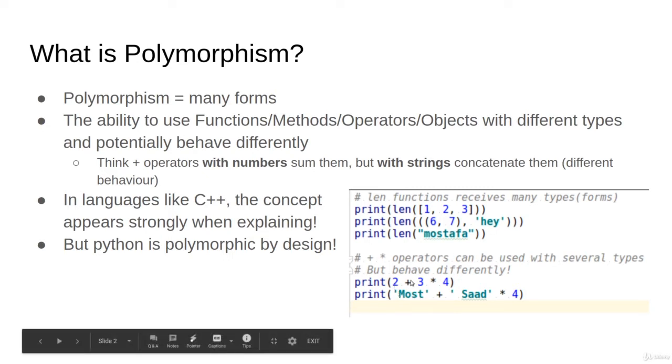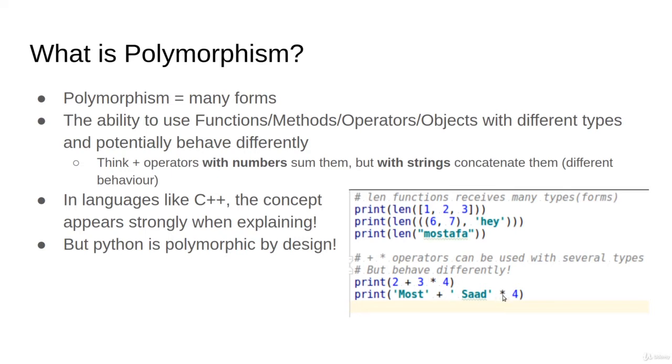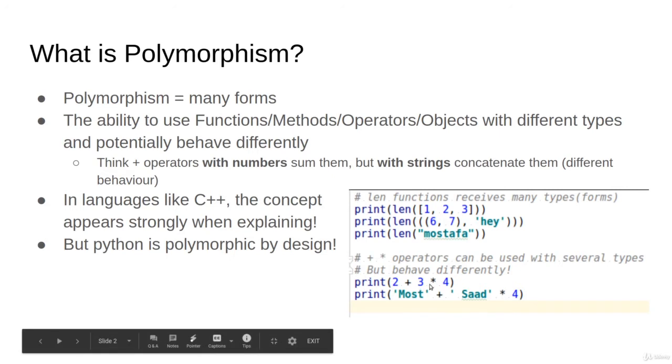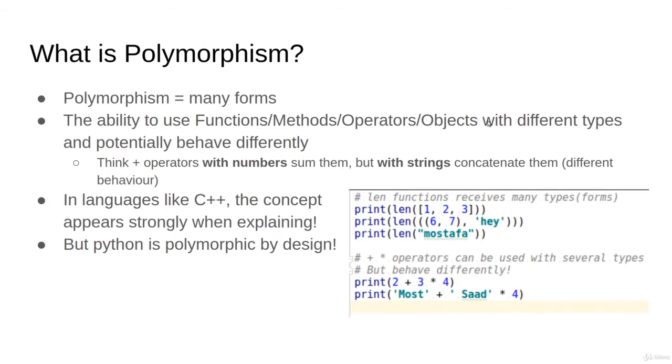When you see 2 plus 3 times 4, we know from math that this is going to do the normal math operations. But when we see something like "most" plus "sad" times 4, we observe that we are applying a plus and multiplication over strings. Now this is so weird. So the same operators are now doing other functionalities. This is what we mean by polymorphism. It is the ability to use functions, methods, operators, and objects with different types, potentially behaving differently.